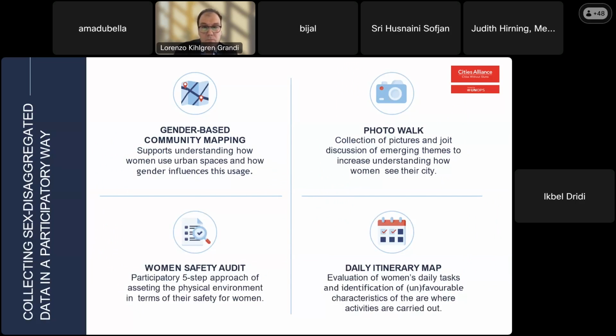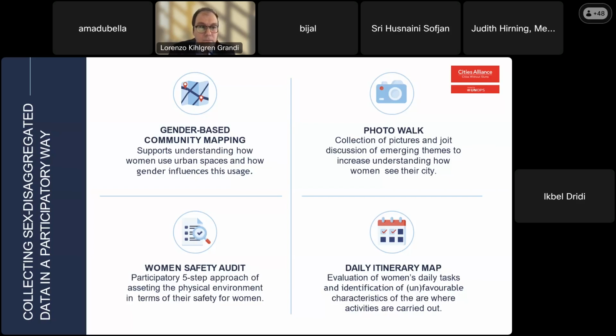In addition to the WEG profile, we also used participatory tools like gender-based community mapping, which allows local people to understand how women use urban spaces and highlight important areas such as scared sites. We also used the photo walk tool, which enables women to capture images of their city through their own eyes.